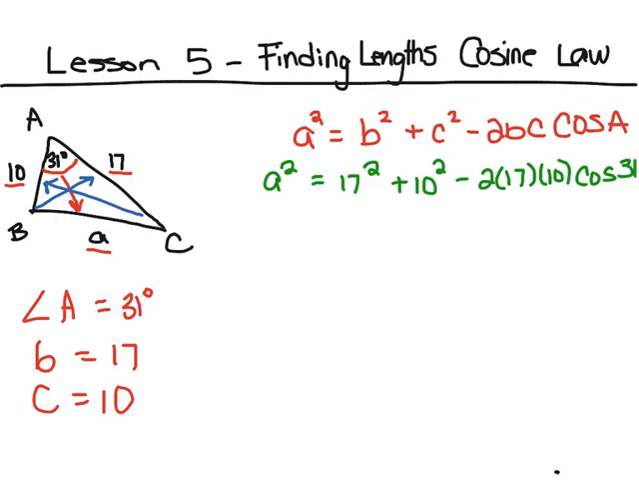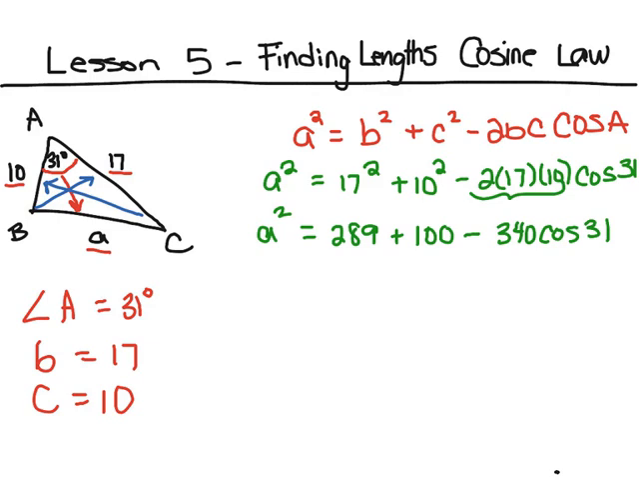Now we're going to simplify, and then we're going to solve for a. So 17 squared is 289, 10 squared is 100, minus 2 times 17 times 10 is 340, and I'm just going to leave it as cos 31. So I multiplied all of these to simplify, and that's equal to a squared. Now we're going to simplify even further, and I'm going to add these 2 together. So 389 minus 340 cos 31.